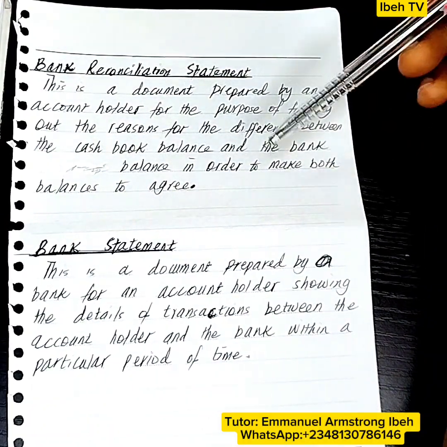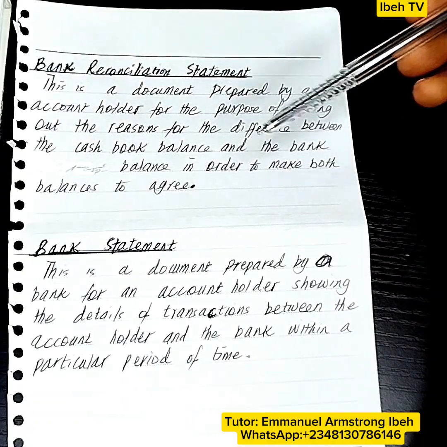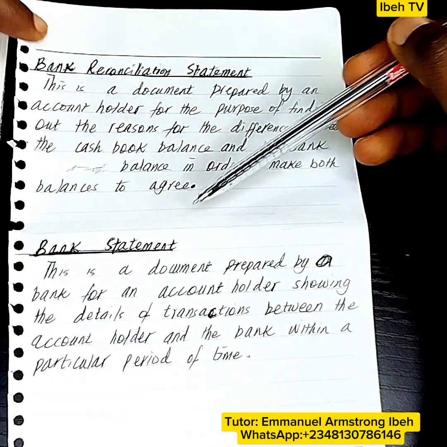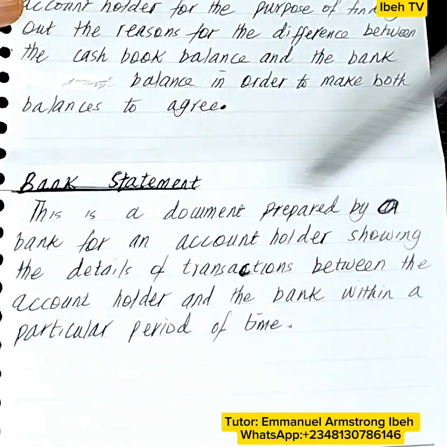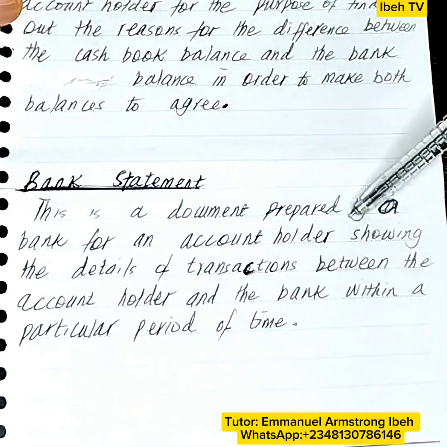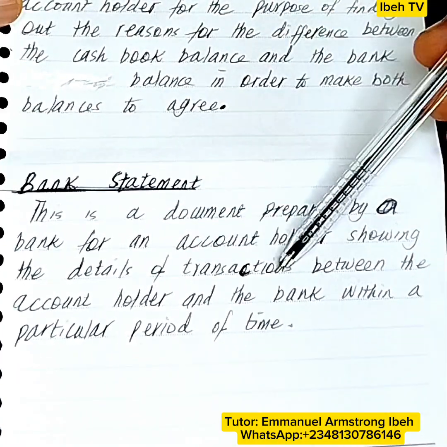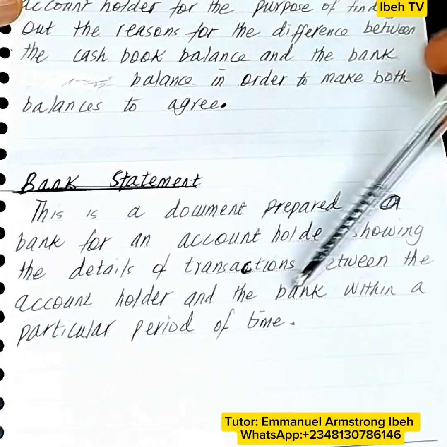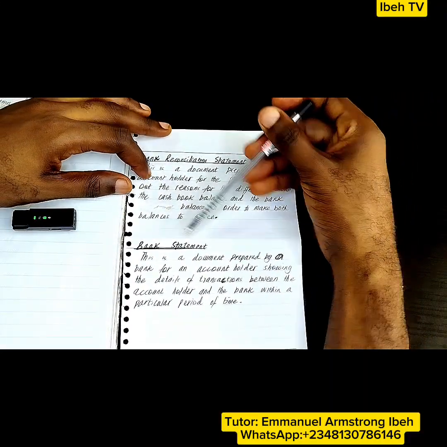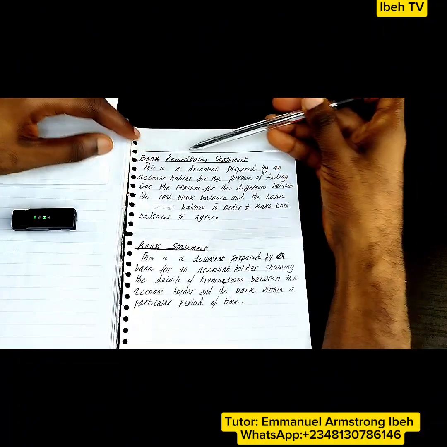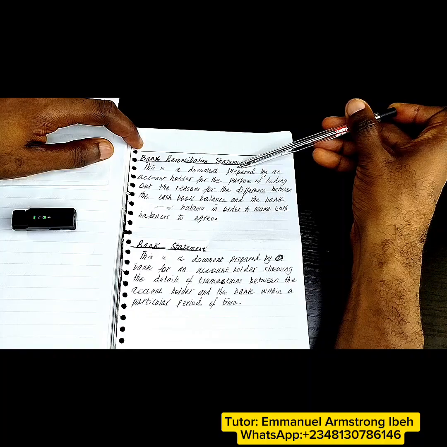Where does one get the information that one uses to prepare bank reconciliation statement? One gets it from bank statement. What then is bank statement? This is a document prepared by a bank for an account holder showing the details of transactions between the account holder and the bank within a particular period of time. This tells us that it is the bank that sends the bank statement, whereas it is the account holder that prepares the bank reconciliation statement.